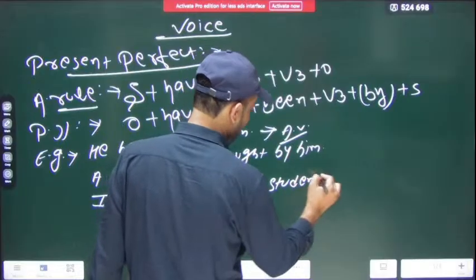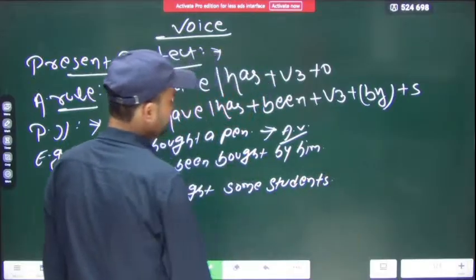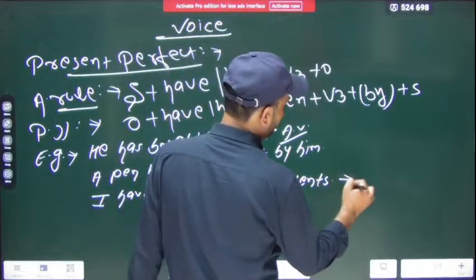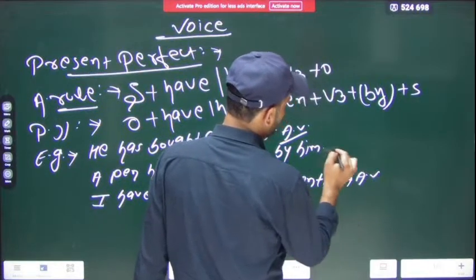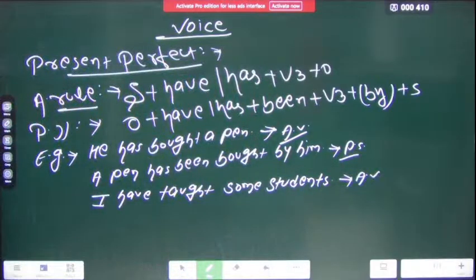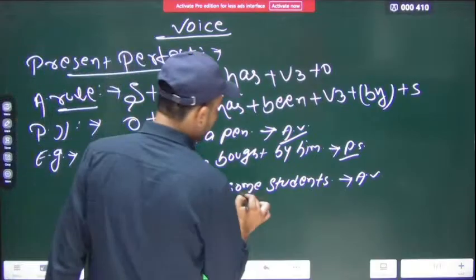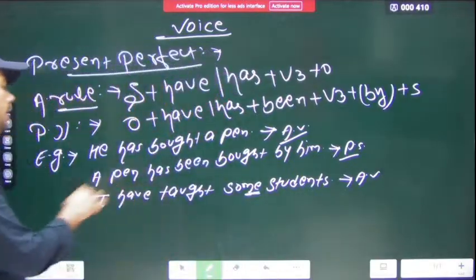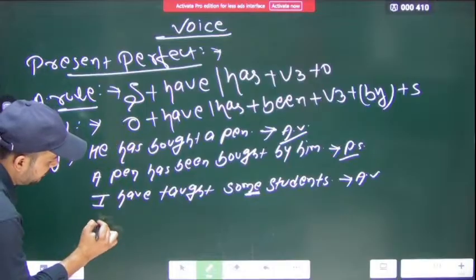Now see, this is active voice. If I make the passive, what do I have to take first? Object. What is the object here? Some students. Can I write some students here in the beginning?